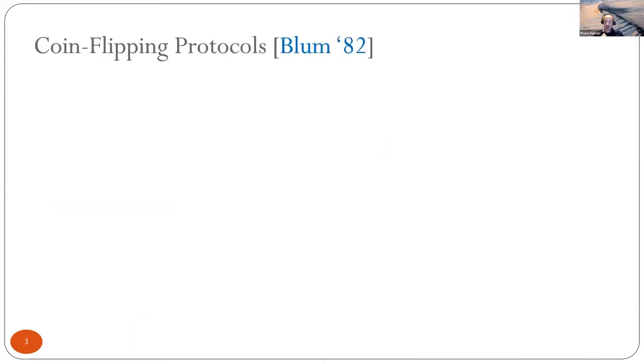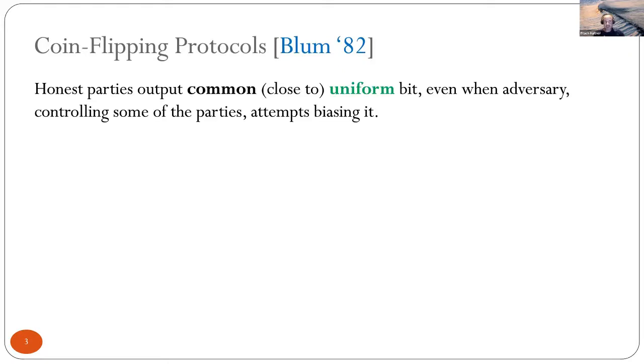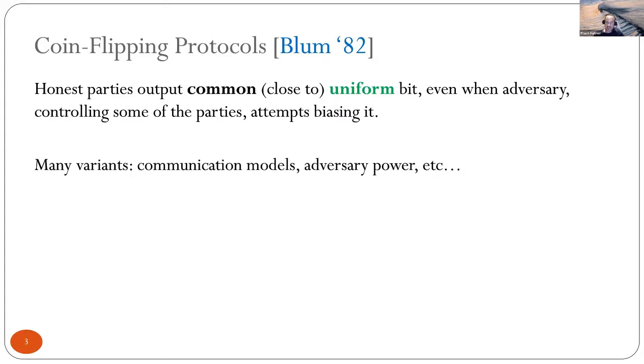Okay, so this is a coin flipping protocol. It was first defined by Manuel Blum in '82. He says that a coin flipping protocol is a protocol such that honest parties output a common, close to uniform bit, even when an adversary corrupting some of the parties attempts to bias it. And there are many variants, differing in communication model, adversarial power, etc. We are going to focus on the full information version, which I'm going to define soon.